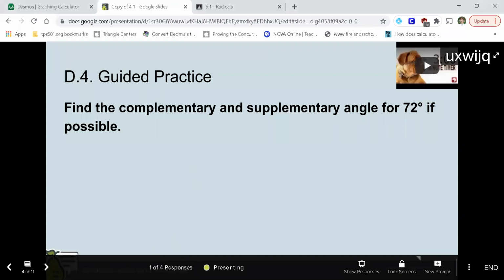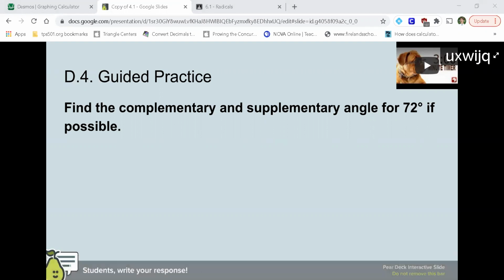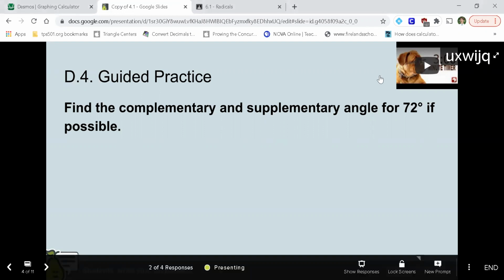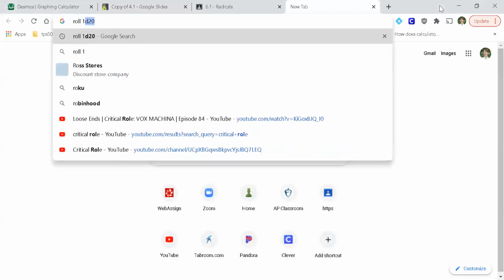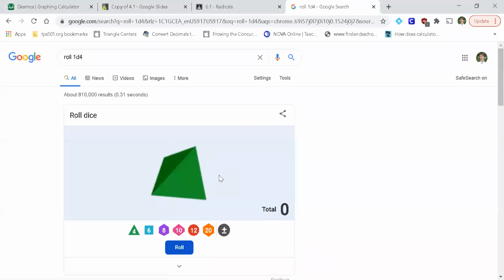Okay. Why does this say 1 of 4 responses? What the heck is going on here? All right. Who's in here? 1, 2, 3, 4. Let's roll the dice. 3. Okay, so who's the third person in here?